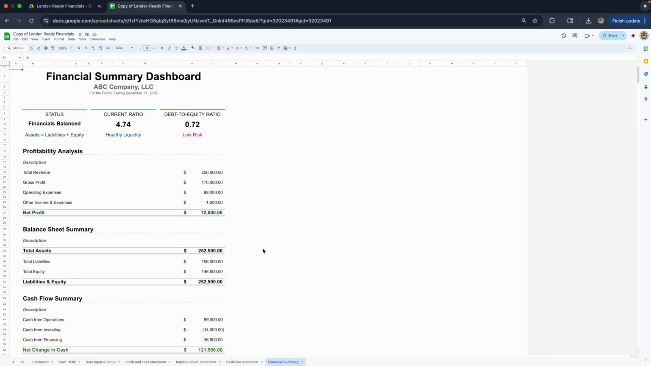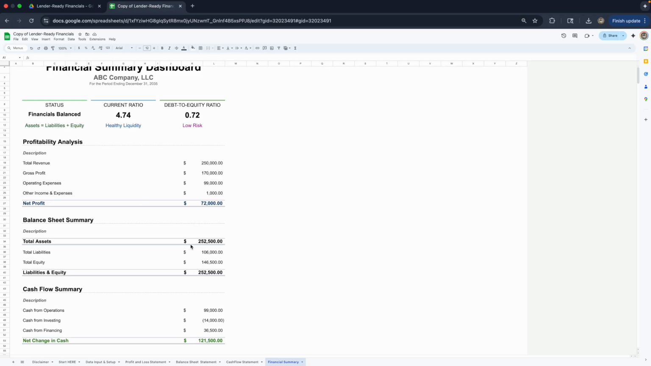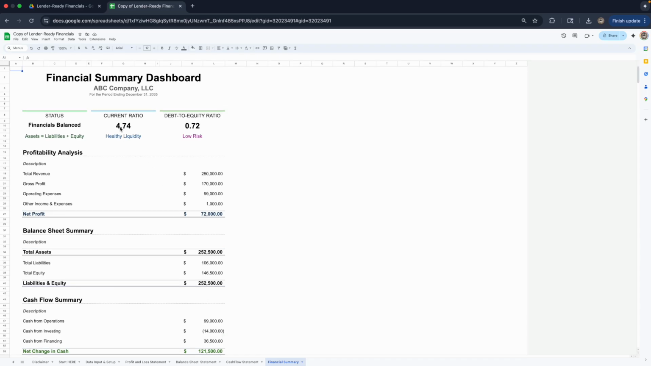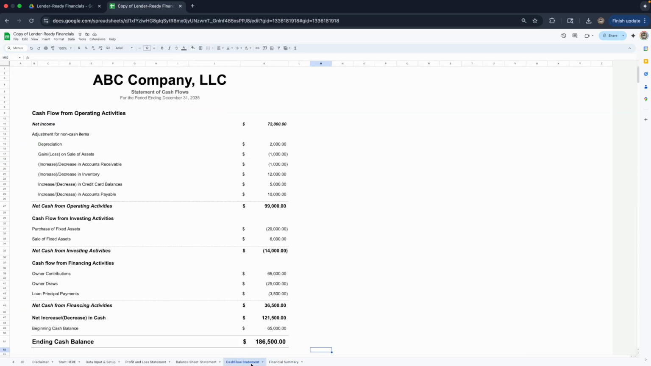And then you can go and see in your financial summary, see it's balanced, right? Your total assets equal liabilities plus equity, your net profit, and everything else here. And then you have your ratios, and it'll tell you whether your ratio is healthy or you're low risk or not. Obviously, with the debt to equity, as you can see from the formula here, if it's less than 1, then that means you're at low risk. But if it's higher than that, you're at high risk, right? So it has a formula built in to tell you whether you have healthy liquidity, acceptable liquidity, or you're at liquidity risk, okay?